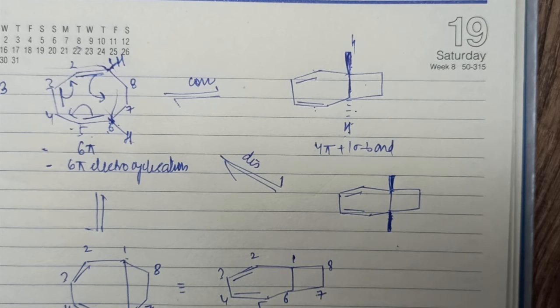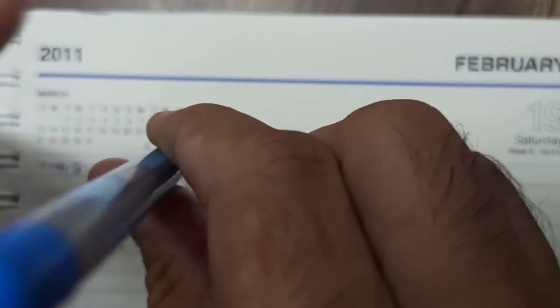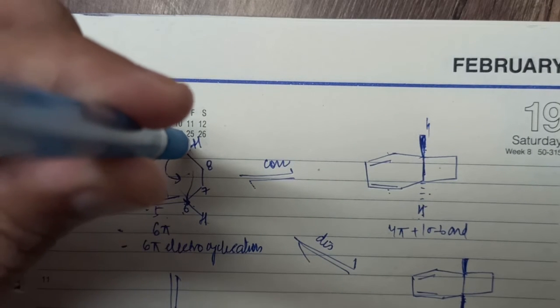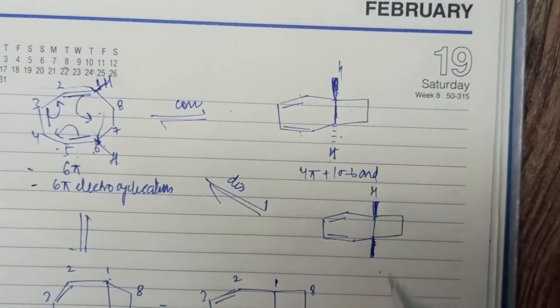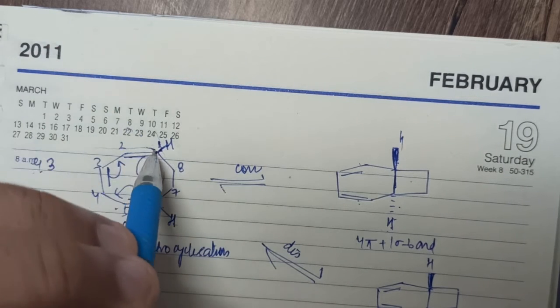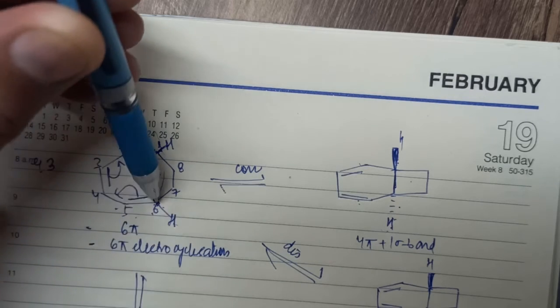Now, in order to understand this product, disrotatory means the lobe at the first carbon atom and the lobe at the sixth carbon atom should move in opposite directions. If the lobe at the first carbon atom is moving, let's say, as in the product we've written, this hydrogen we are showing above. If the lobe on the first carbon atom is moving in this direction, hydrogen will go up. If the lobe on the sixth carbon atom is moving in this direction, hydrogen will go up.